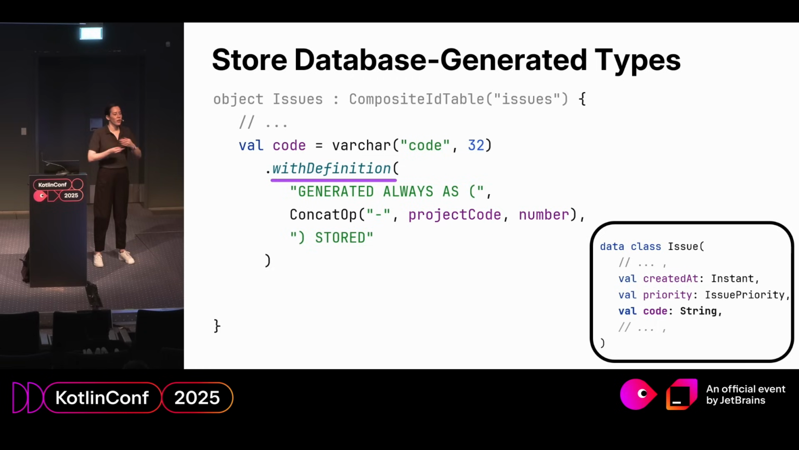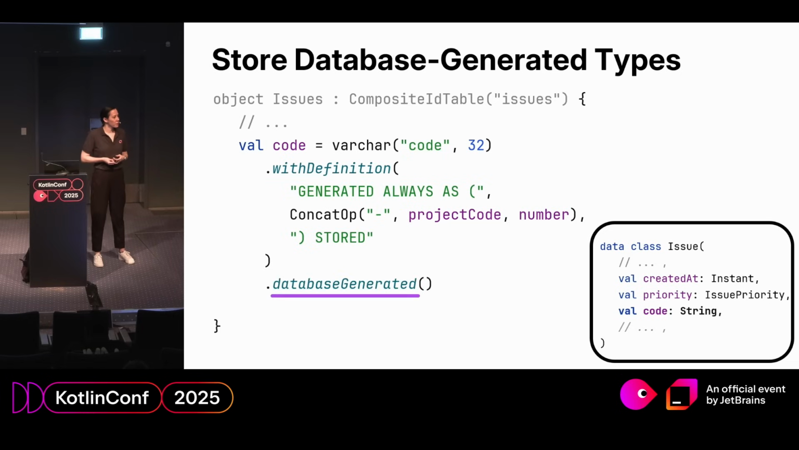With definition can be used for anything, whether it's a hard-coded string or multiple functions or expressions. And in this event, we would also just need to add an extra flag to say that this column is database generated to make sure that Exposed doesn't attempt to fail early when it realizes that you're not inserting into this column.